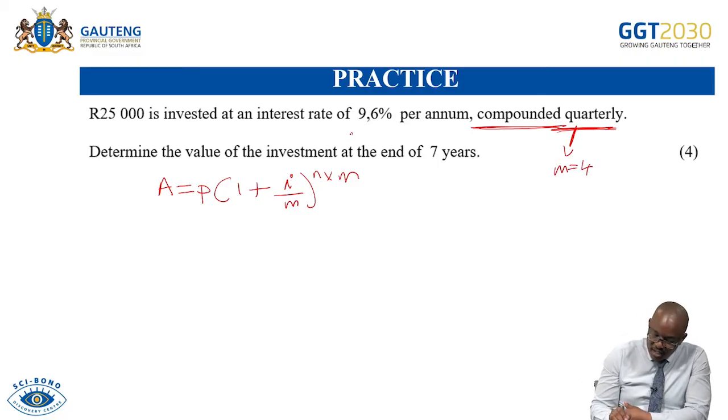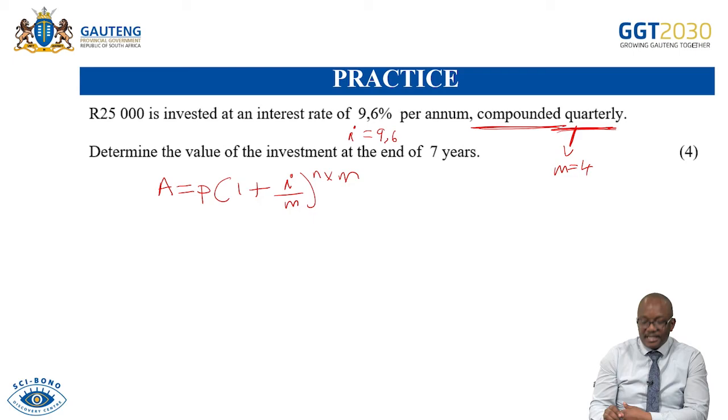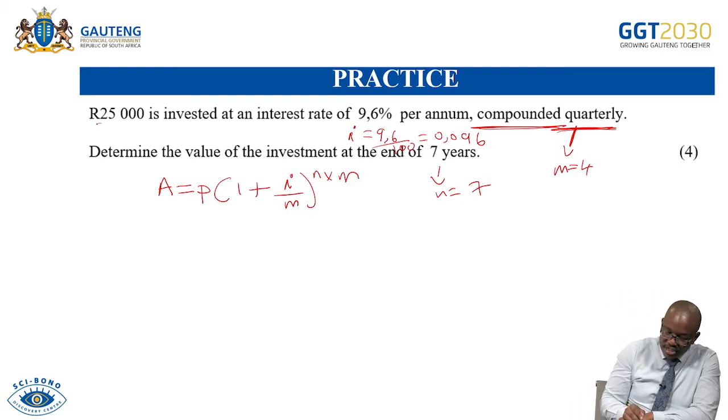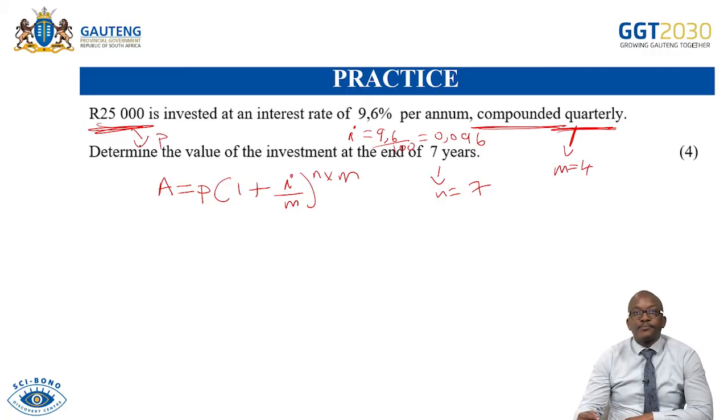Then you have your I, which is 9.6%. Then if you know that you divide it by 100, you will get 0.096. Then we have N, that is represented by number of years, which is 7. Then we have our initial amount that is deposited there, which is P. So those are the things that you need for you to substitute in this formula.